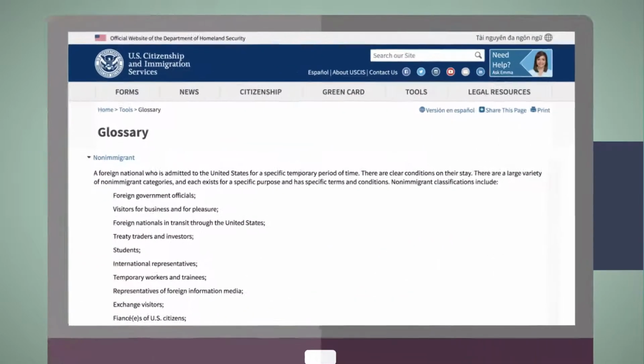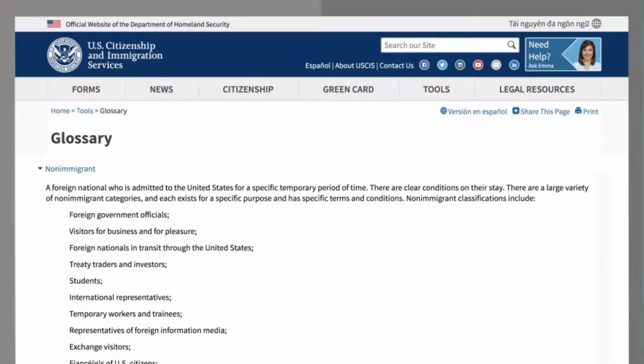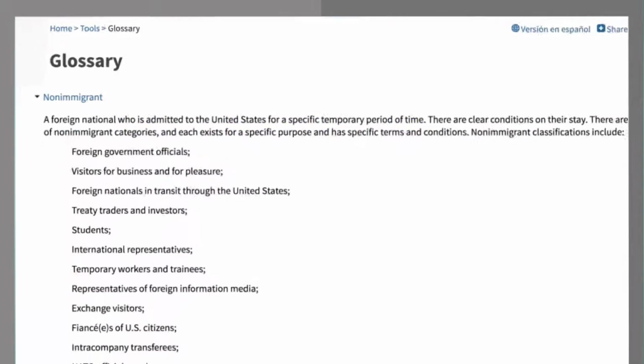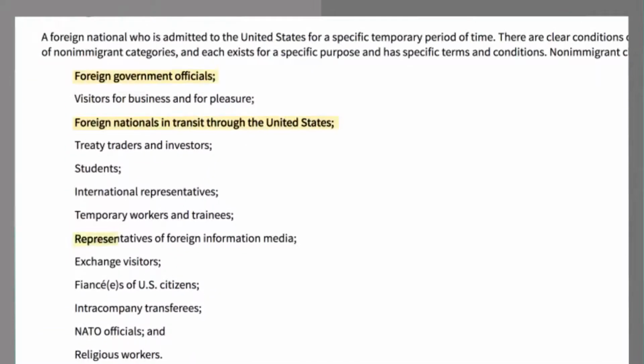According to the U.S. Citizenship and Immigration Services, a non-immigrant is someone who seeks temporary entry into the United States for a specific purpose. Purposes may include status as a foreign government official or working for a foreign information media source, tourism, attending school as an exchange student, engaging in business, participating in trader or investor activities, serving as officials of NATO or the United Nations, temporary workers, and people transferring from a foreign branch of a company to a U.S. branch of the same company.